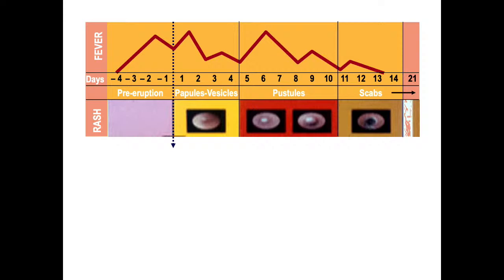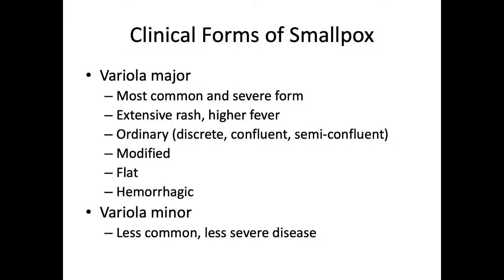And skin lesions look like this. This is pre-eruption, the incubation period, then first the papules and vesicles appear, then they turn into pustules, when these vesicles are filled with pus, and then it forms the scab. The duration of illness can be 2 weeks, 4 weeks, so much longer than chickenpox. And the patient is most contagious during the rash.